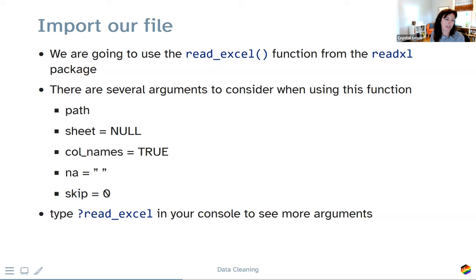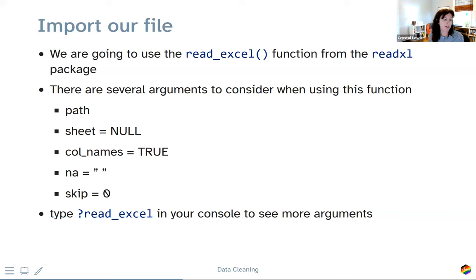The next argument is col_names with a default of TRUE. And this just says, should R grab the column names from the first row of your data, yes or no, TRUE or FALSE? The next argument is the na argument. And here it's saying, are there any values that R should read in as NA? So for instance, if we had those negative 99s as our missing value indicator, we could tell R to convert all of our negative 99s to NA when we read in the data if we wanted to.